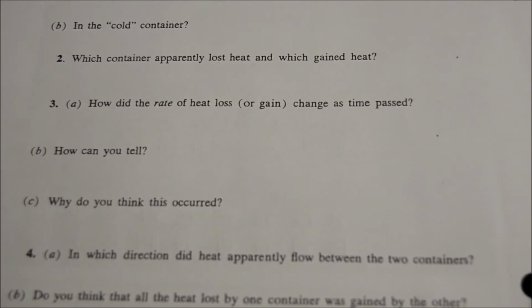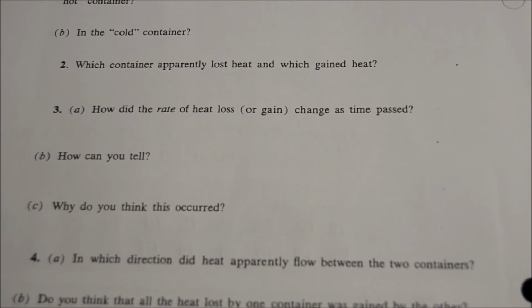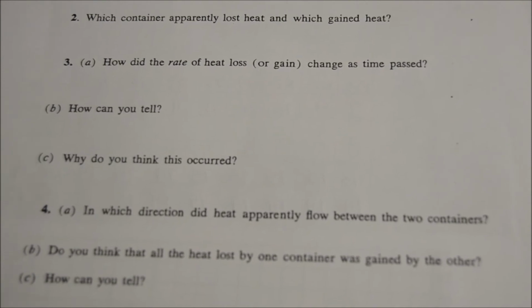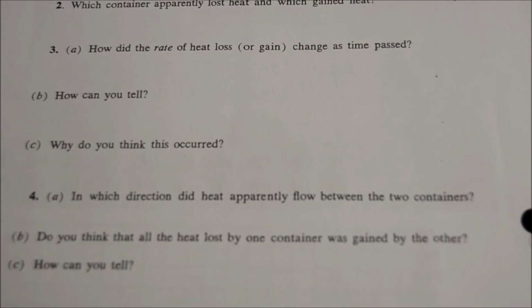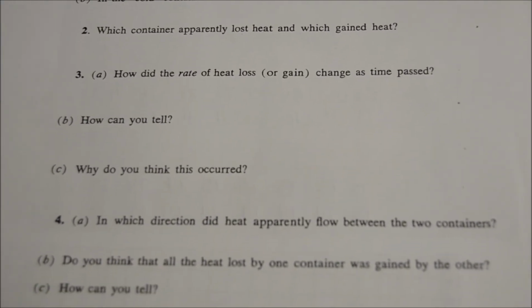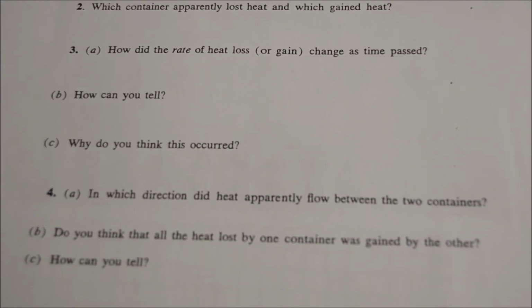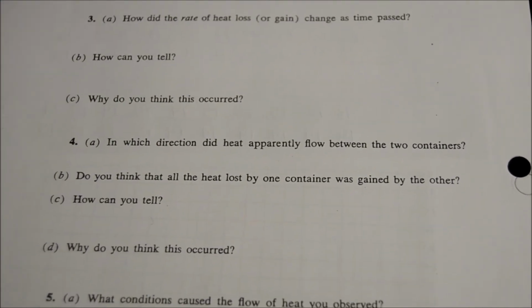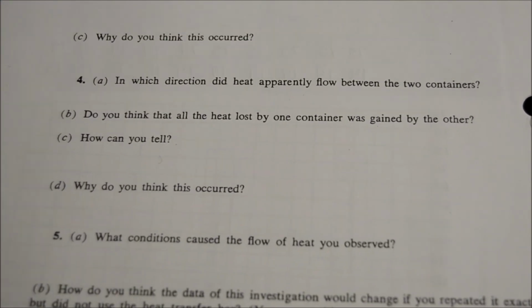3A, how did the rate of heat loss or gain change as time passed? Rate of change, you're looking at the slope. So if you look at your slope, once you have it done, it's not a straight line, so it was not constant. Why do you think this occurred? Because it took some energy to move through the aluminum bar.